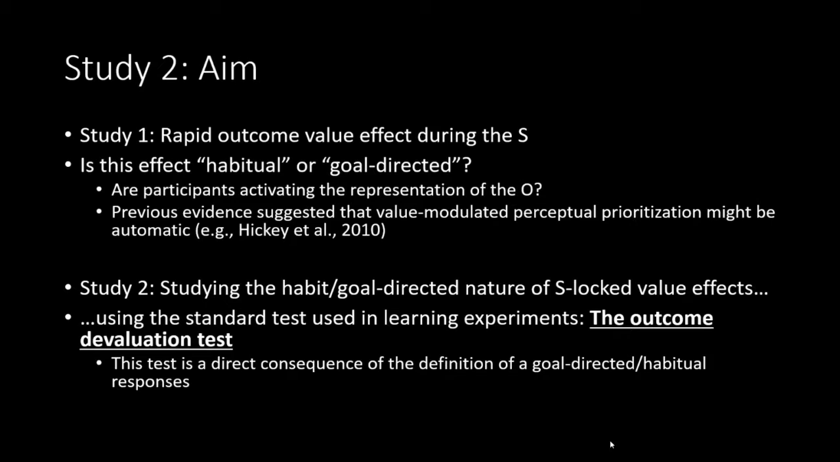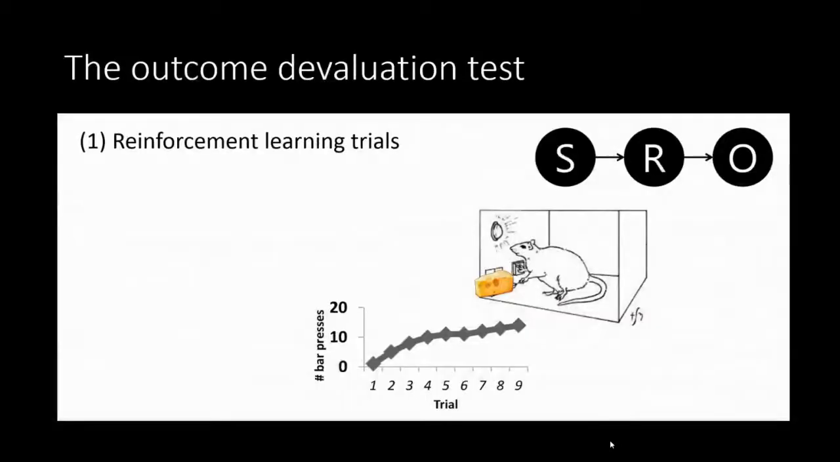And its logic is a direct consequence of the definition of what is a goal-directed behavior or a habitual response. So it's not because I like this test, but because it's based on the definition of what is a habit or a goal-directed response. So let me explain to you the logic of the outcome devaluation test.